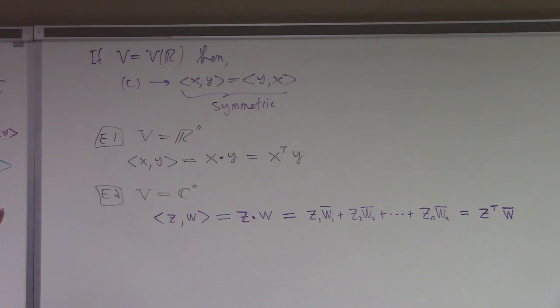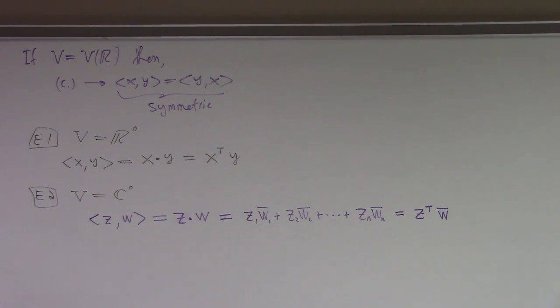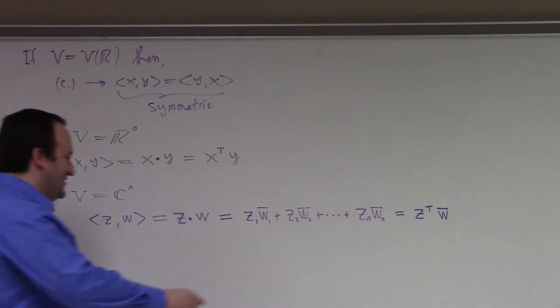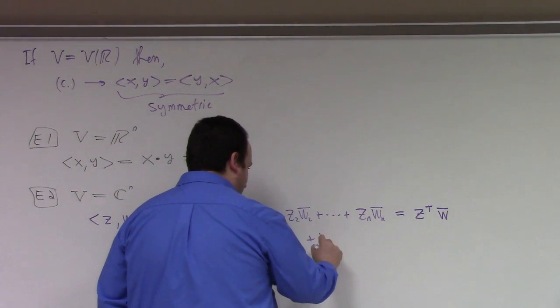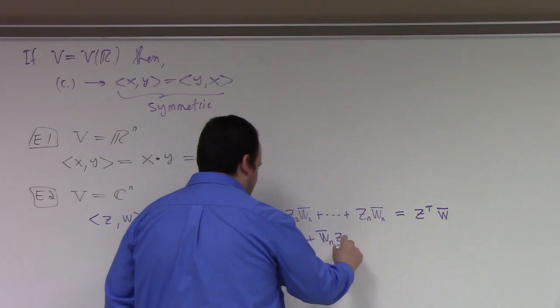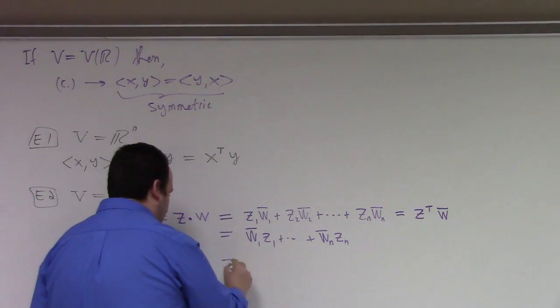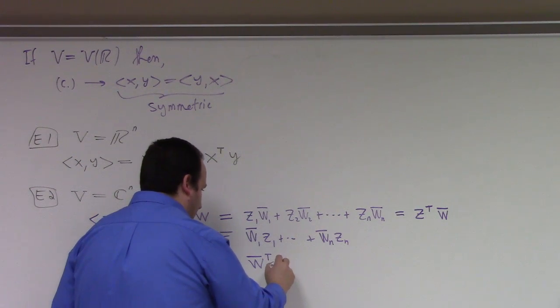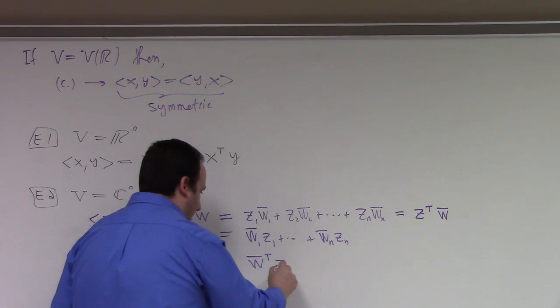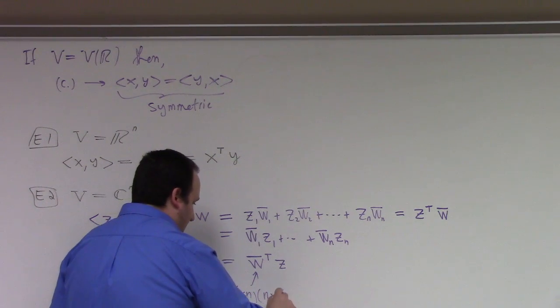The row of Z's times the conjugate column of W's. What else could I do? I mean, you could just as well look at this as W1 bar Z1, right? From this formula, in my thinking, this shows me W bar transpose times Z. So this is 1 by n times n by 1.